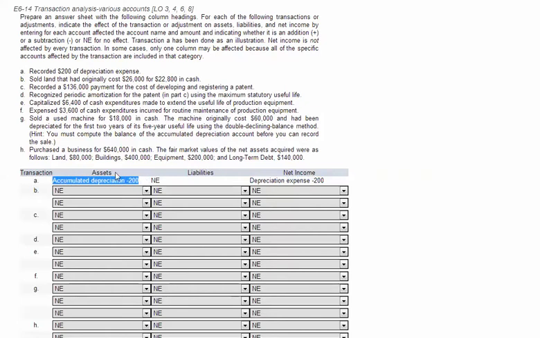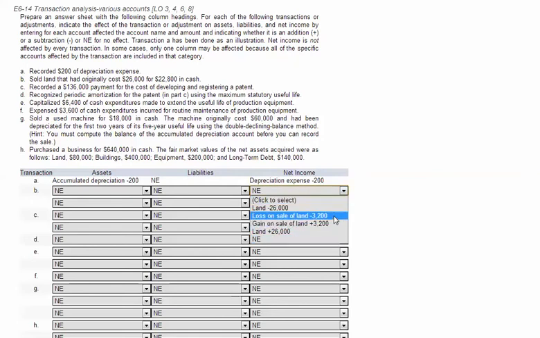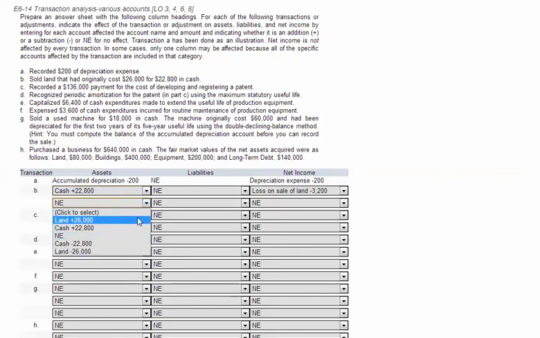Let's look at land. We sold land that originally cost $26,000 for $22,800 cash. Well, you can see there's a problem here, right? We paid $26,000, we're only getting $22,800. We're going to have a loss on sale of that particular asset, which is going to decrease our net income by $3,200. We are going to increase our cash by the $22,800, but we will also decrease our land by the $26,000 that we paid for it.